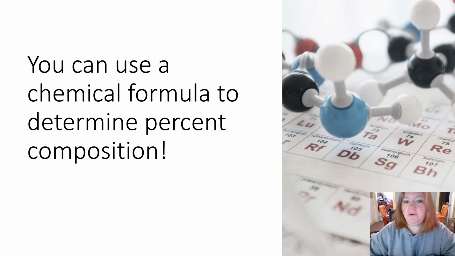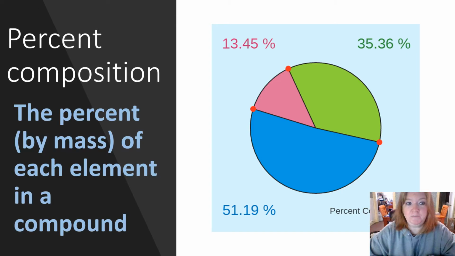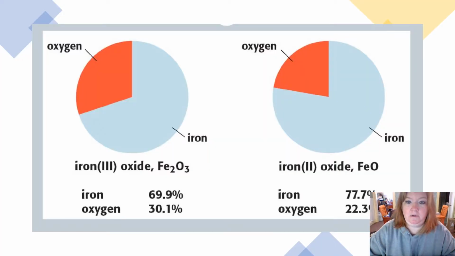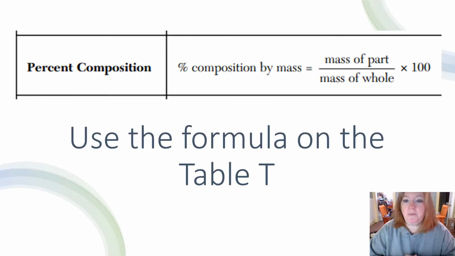You can use a chemical formula to determine the percent composition. Percent composition is the percent by mass of each element in a compound. We have 2 versions of iron oxide. One is iron 2, one is iron 3. The percentage of oxygen and iron is different in both. So how do we find it? Well, we use a formula on Table T, so this is not a memorization thing. You just got to know it's there.